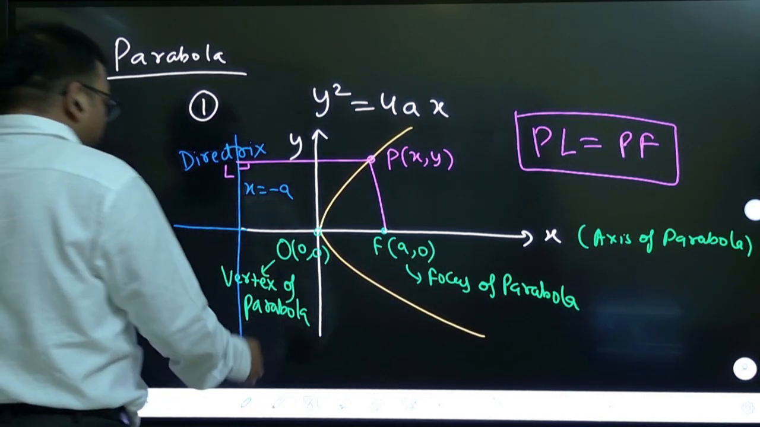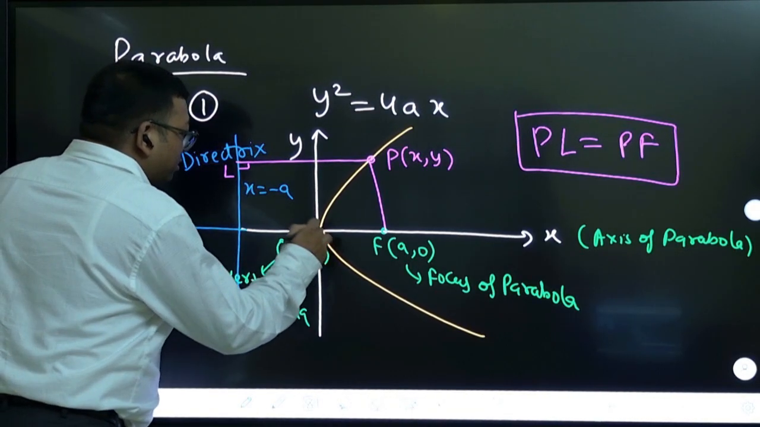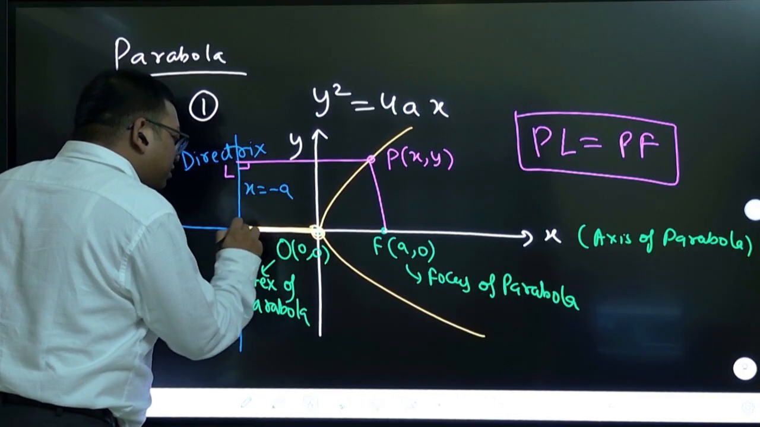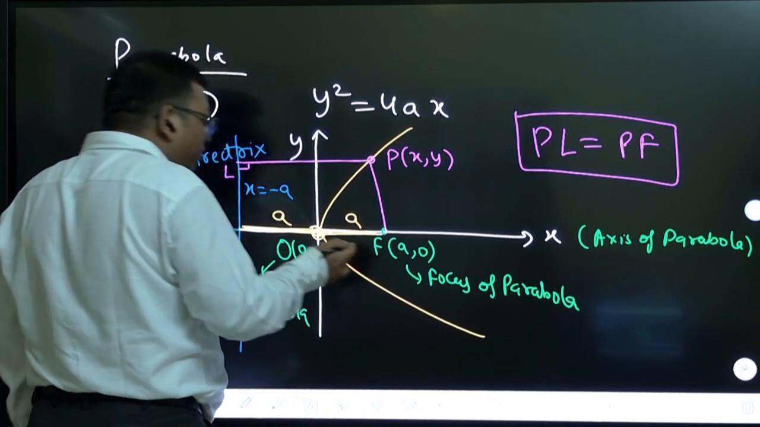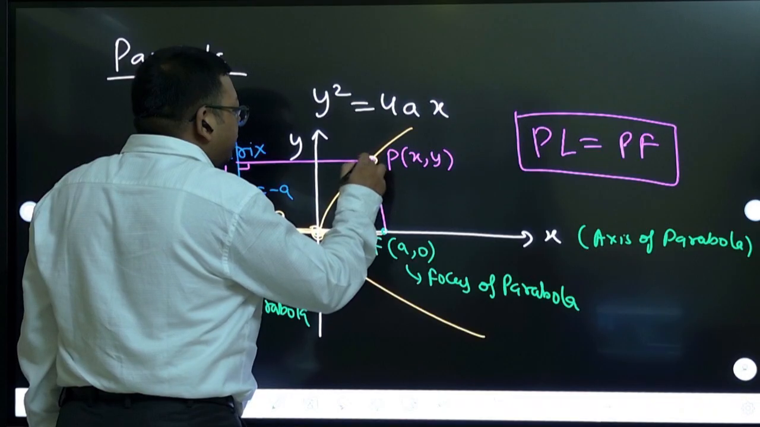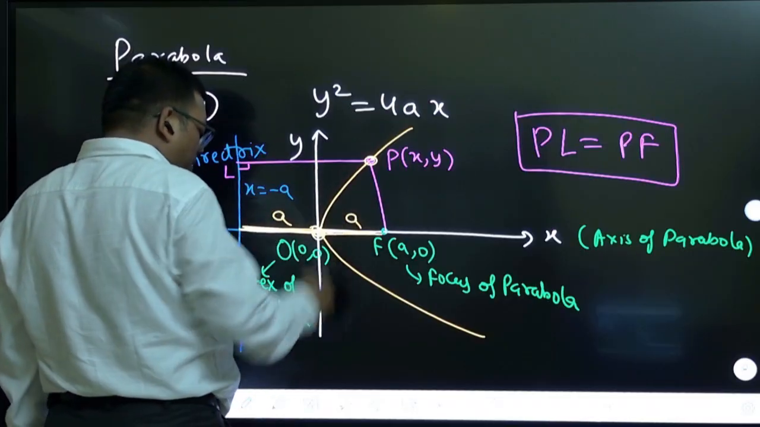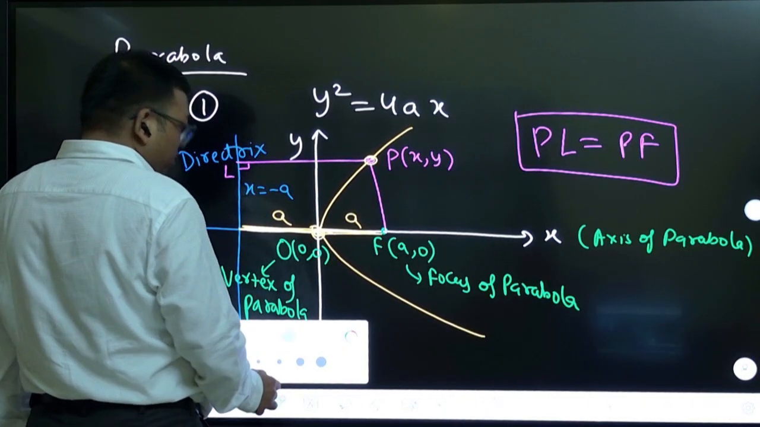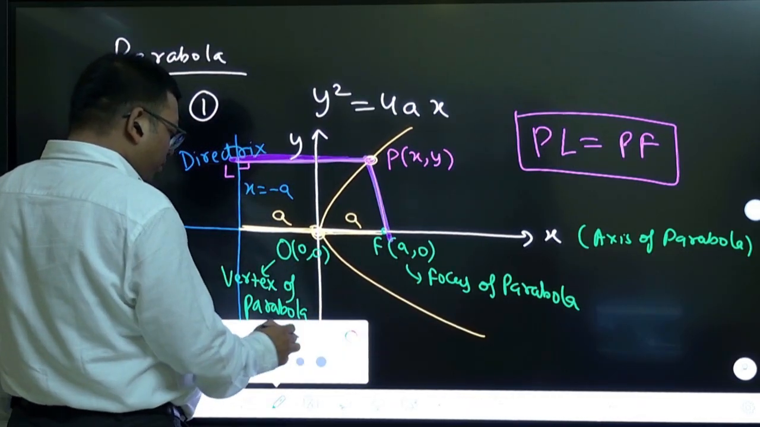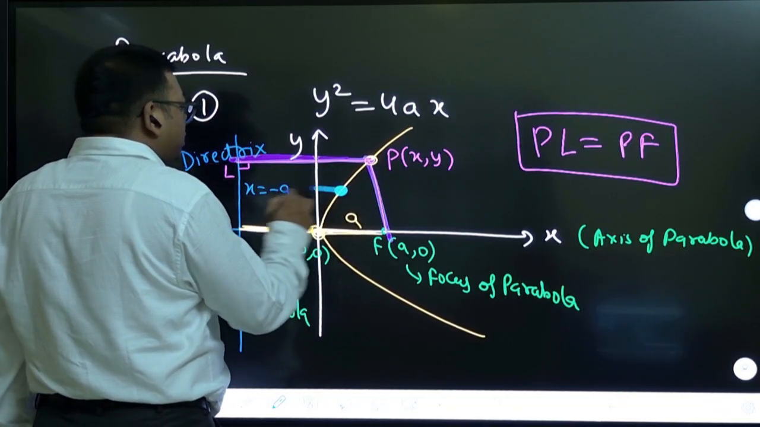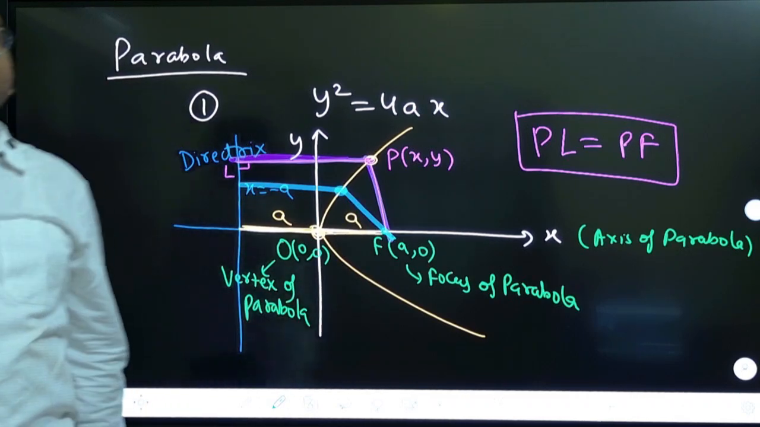Any point on this, note that it can be any point. Suppose, for example, I take the point here. So here this distance is equal to a, and here this distance is equal to a. They are equal. But when you take any other points here, this may not be equal to a, but something else. But they will always be equal. That is the idea. So this distance will always be equal to this distance.